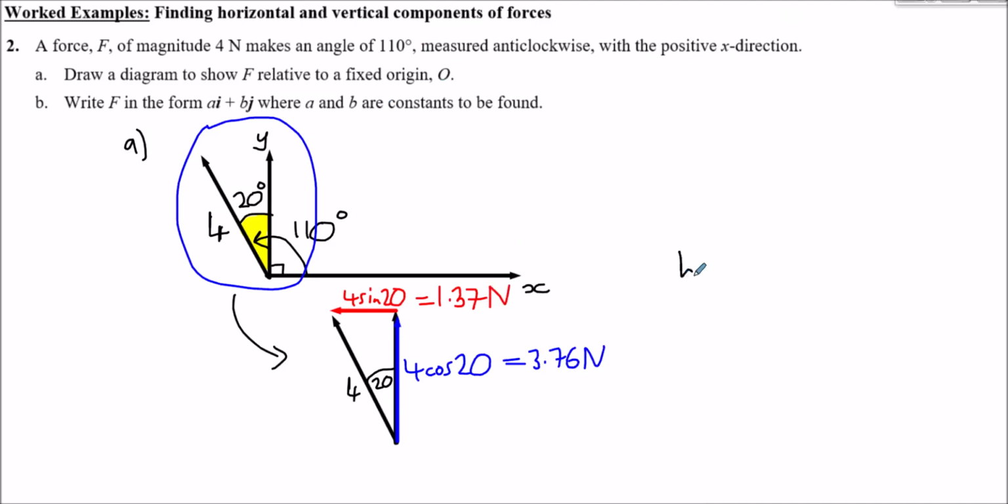So for part B, I can say F is therefore this is the component going along, so this is the component relative to i, but because this is going to the left, this is going to be a negative. i is measured to the right, so because this 4 sin 20 is going this way, it's going to the left, that's a minus 1.37. So it's going to be minus 1.37i, but because the vector is going up, which is in the same direction as the positive j direction, this is going to be positive, so plus 3.76j.